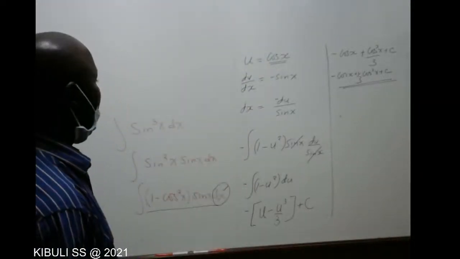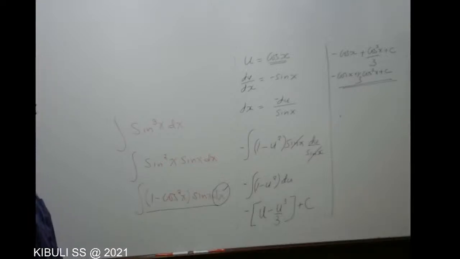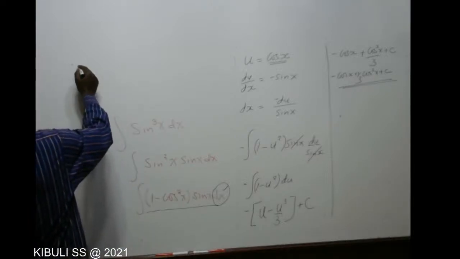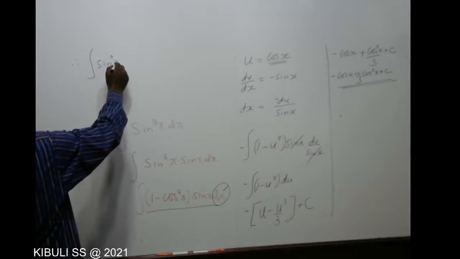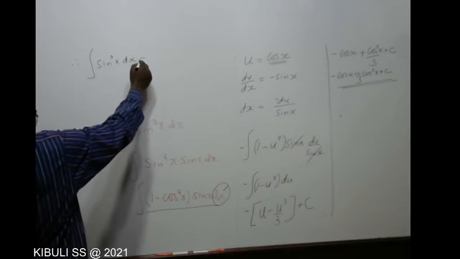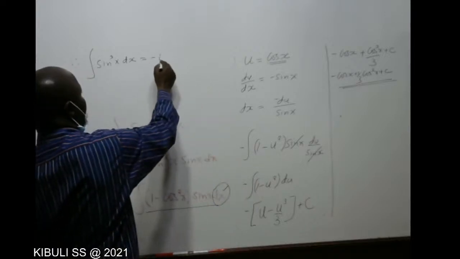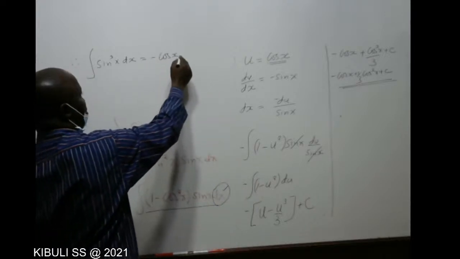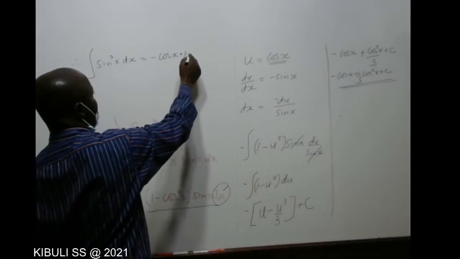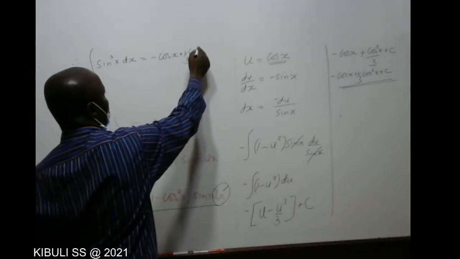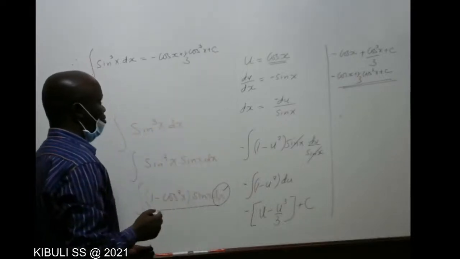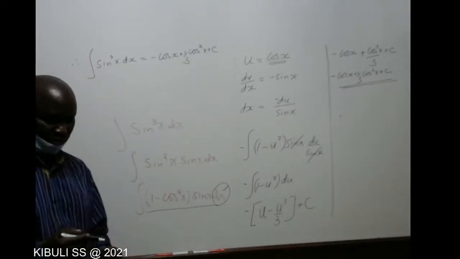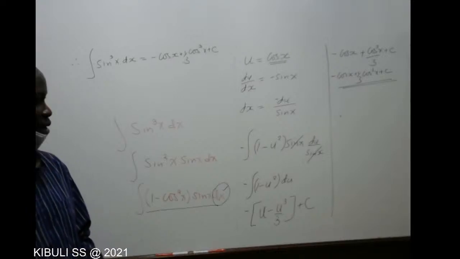So if you have time, I normally encourage my students to conclude and say, therefore, the integral of sine power 3x, which is sine cubed x dx, is equal to negative cos x plus a third cos cubed x plus c. That is the answer. Underline, that is the answer.